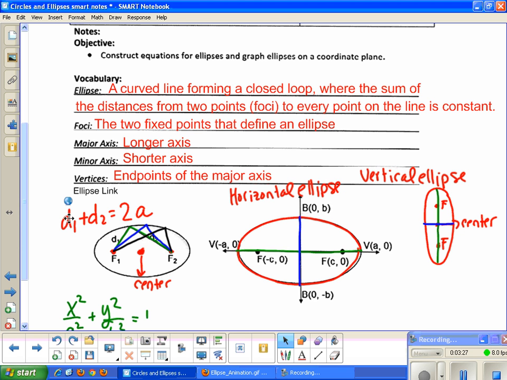the vertices are the endpoints of the major axis. So right here and here are the vertices. So then right here and here would be a vertex. So it changes. If it's a vertical ellipse, the vertices are on the y-axis. If it's a horizontal ellipse, the vertices are on the x-axis.